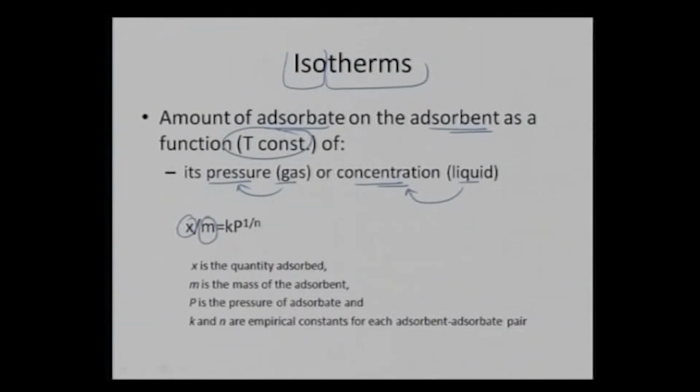So we can define it by the quantity which is being adsorbed on a particular mass of adsorbent. We can normalize it, and that is defined by the pressure of the adsorbate, with K and n being constants specific to a particular adsorbate pair. So in this particular case, we can see that the higher the quantity being adsorbed, the higher the pressure of the adsorbate. So that is how this particular relationship comes about.